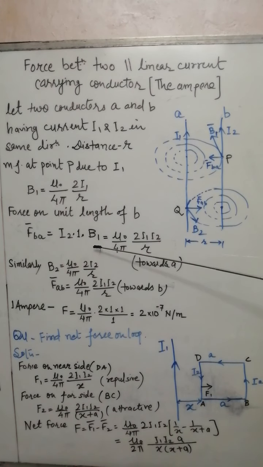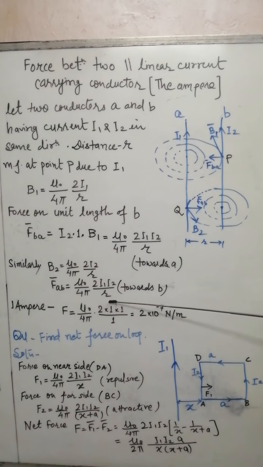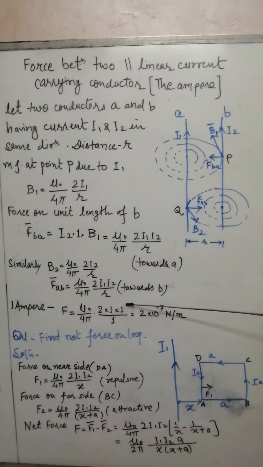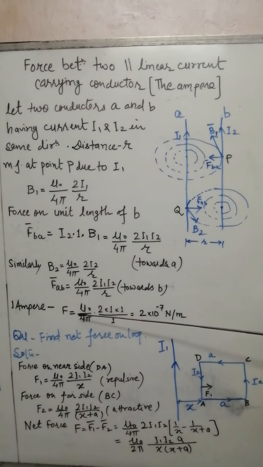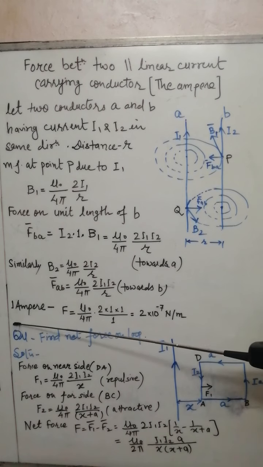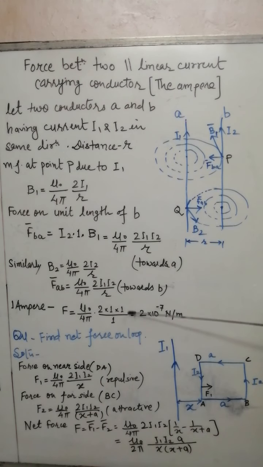In any of the formulas, if we put the values of I1 and I2 equal to 1, meaning unit current is flowing in the same direction, or you can say equal currents, you can take it as I also. If the same current, or unit current, is flowing, and the distance r is also equal to 1, then we can define 1 ampere.